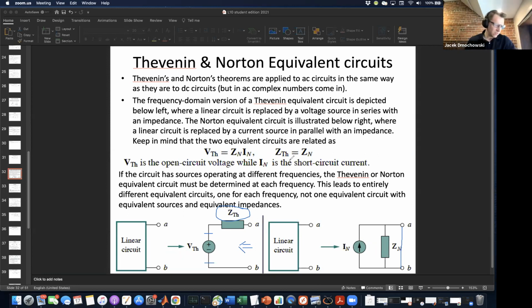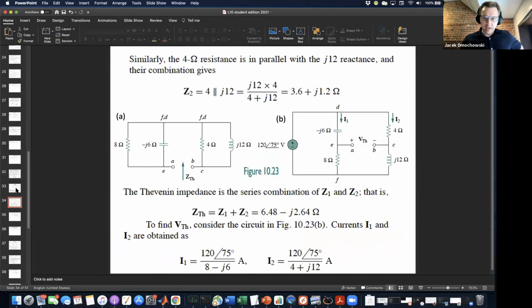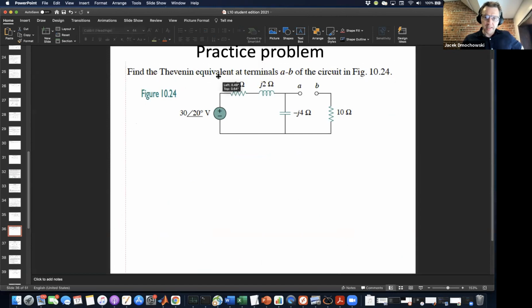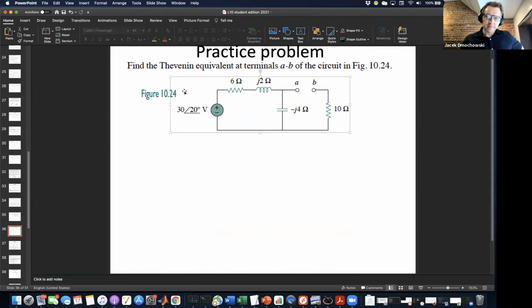And so let us try to do one Thevenin and one Norton here in the class. We're not going to do the one that's in the lecture. We're going to start off with this problem, which is, I believe, pretty straightforward, because there is no dependent source here. We are asked to find the Thevenin equivalent across terminals A and B.